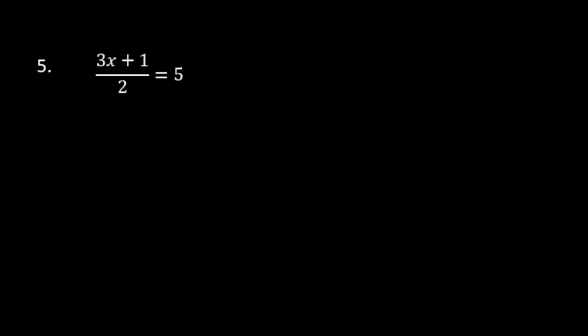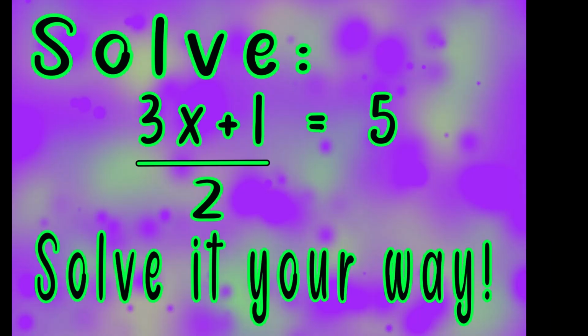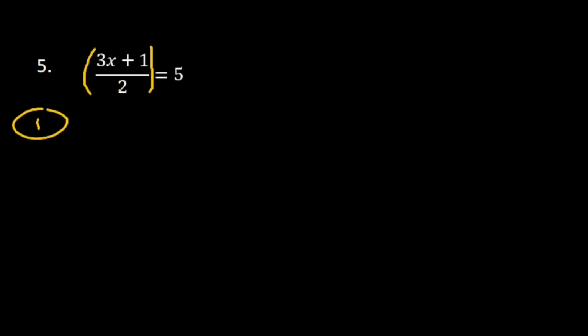Number 5, 3x plus 1 divided by 2 equals 5. When approaching this question, there are two ways of thinking. Number 1, think of this as one term. We can get rid of this denominator level by multiplying with 2. Then we need to do it on both sides. This is going to cancel out that 2. We're going to be left with 3x plus 1.